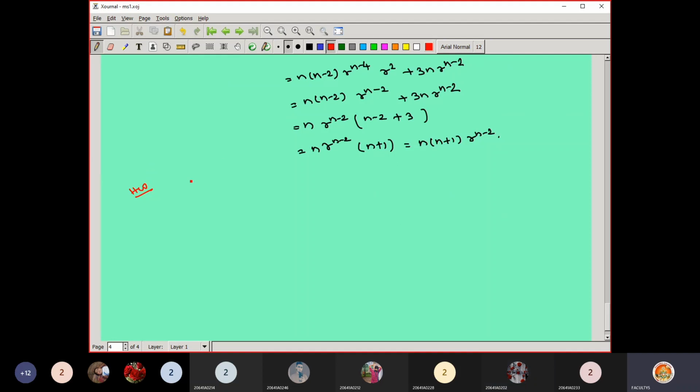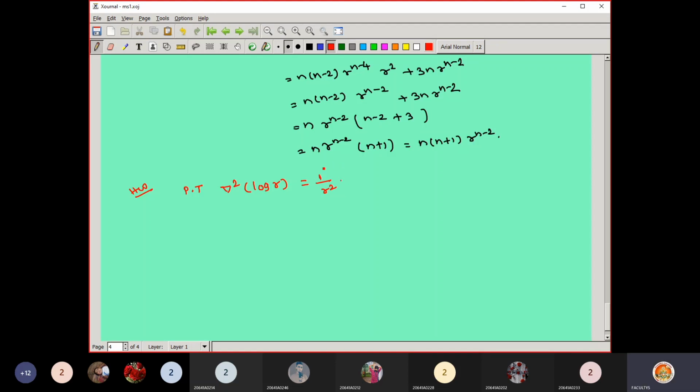Homework problem. Prove that del square of logarithm of r is equal to 1 divided by r square.